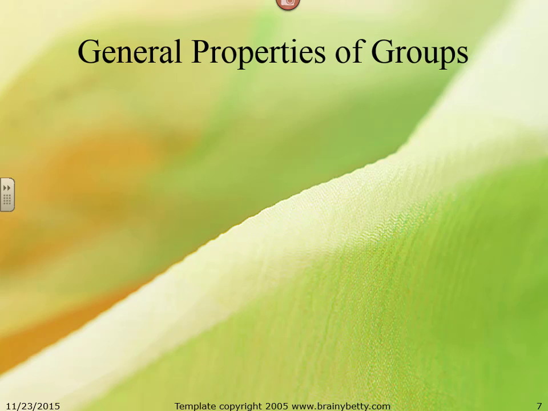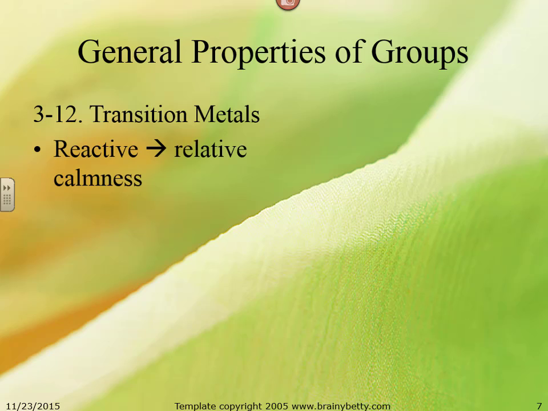Okay, back to the middle. Groups 3 through 12 are called the transition metals. This is a pretty wide group. There are lots of elements in this section, and so there are lots of different properties in this section. They range from things that are very reactive to things that are relatively calm.